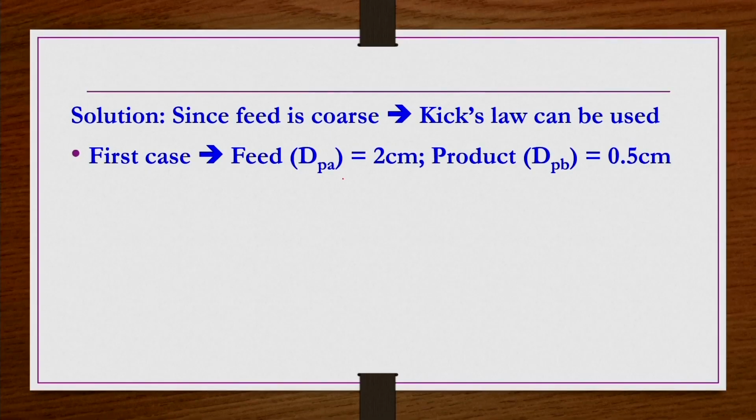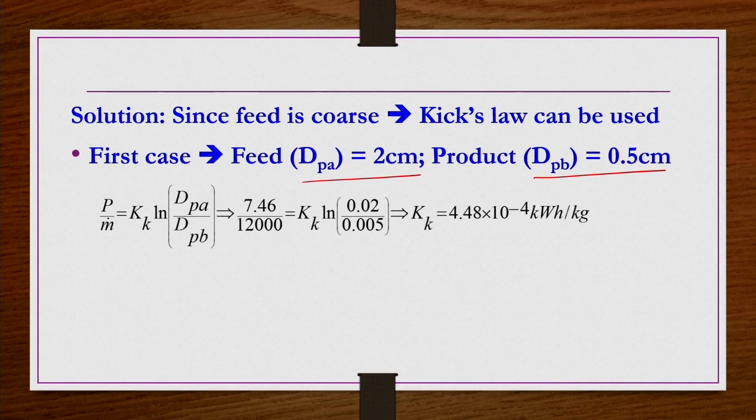First case: the feed size dPa is 2 centimeters, and the product size dPb is 0.5 centimeters. So, P by m dot is equal to Kk ln dPa by dPb. We substitute P by m dot, Kk we do not know, dPa is 2 centimeters and dPb is 0.5 centimeters. From here we get Kk as 4.48 into 10 power minus 4 kilowatt hour per kg. You can see this is a dimensional quantity, as I mentioned, it is not dimensionless.